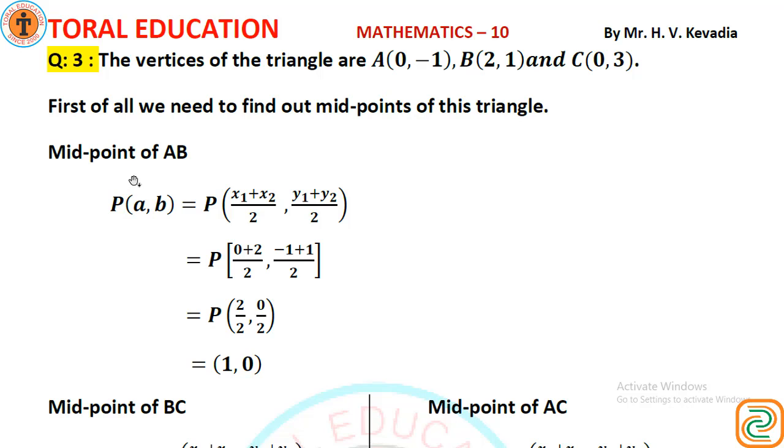So midpoint of AB is equal to (x1 plus x2) by 2, (y1 plus y2) by 2. That is (0 plus 2) by 2, and (minus 1 plus 1) by 2. That is 2 upon 2, 0 upon 2. So (1, 0) is the first midpoint, of AB.